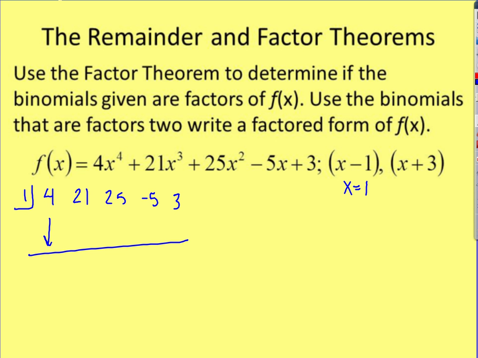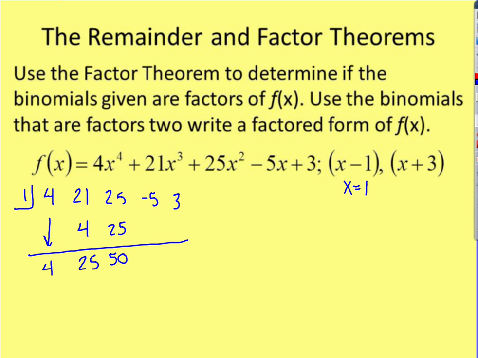So if we set up our synthetic division, make sure again you check to make sure you didn't skip any exponents. They are all there, so we can go ahead and solve. So we're going to get 4 here. 1 times 4 is 4. If we add down, we're going to get 25. 1 times 25 is 25. If we add that down, we're going to get 50.